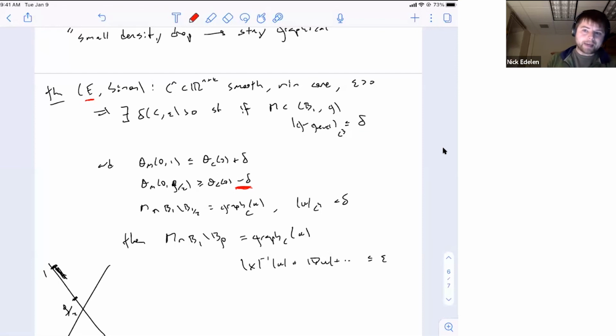you can't prove decay, but you can still prove smallness. And that's enough to show, so it's an a priori estimate, but it's enough to show that graphicality propagates as long as the density drop is small, or the density is close to the cone. And here you use Lipschitz, it's the standard 3-annulus type lemma.